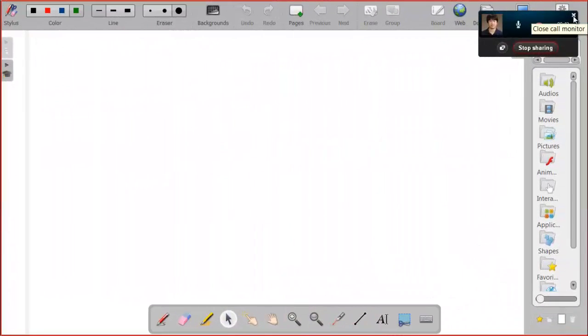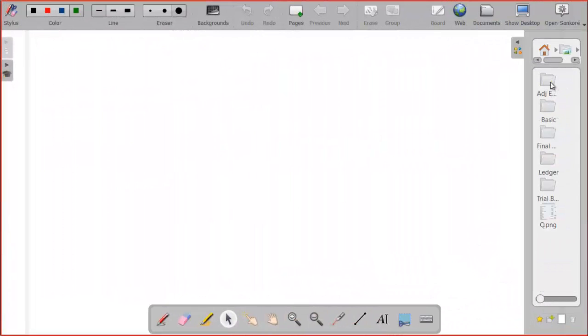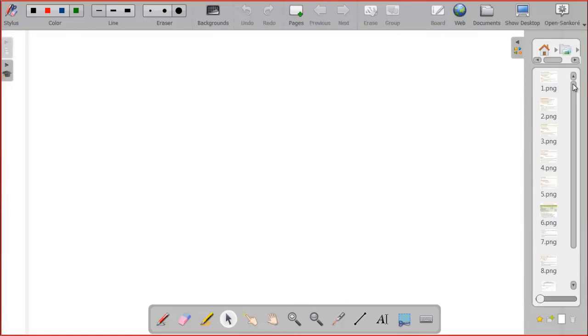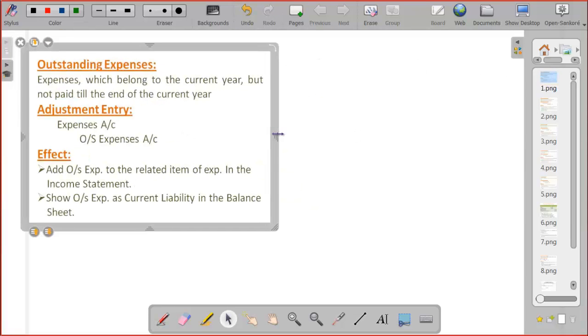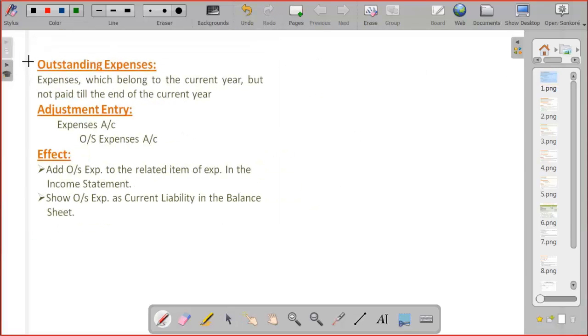Now we are going to start our lesson. Last time we started one topic, adjustment entries, isn't it? Now see, the first adjustment which we have discussed is this one. What is there on the screen? This is one adjustment, outstanding expenses.